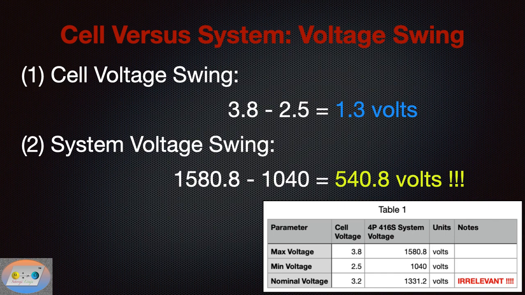However, on the system level, whenever you have 416 of these cells in series, the voltage swing is 1580.8 minus 1040, which is a big difference of 540.8 volts. So there you go. Big voltage swing on the system level with just a small voltage swing on the cell level. So 1.3 times 416 equals 540.8 volts. That's your system voltage swing.